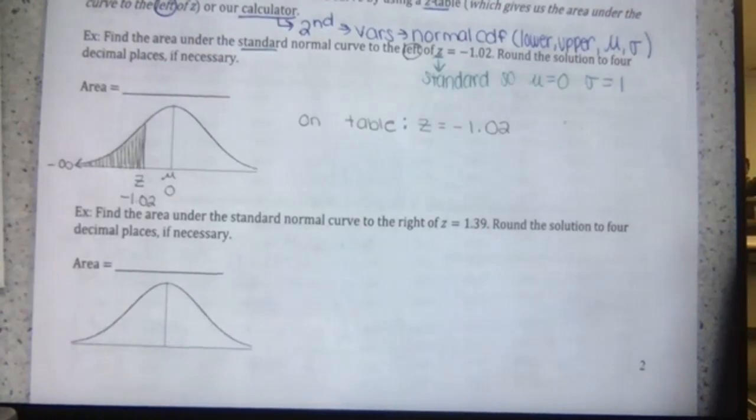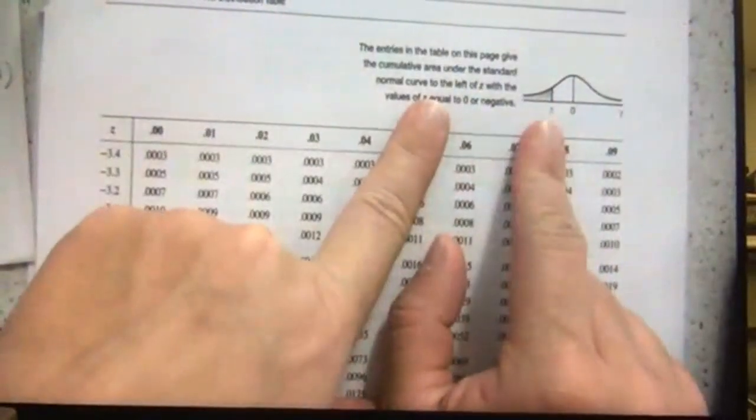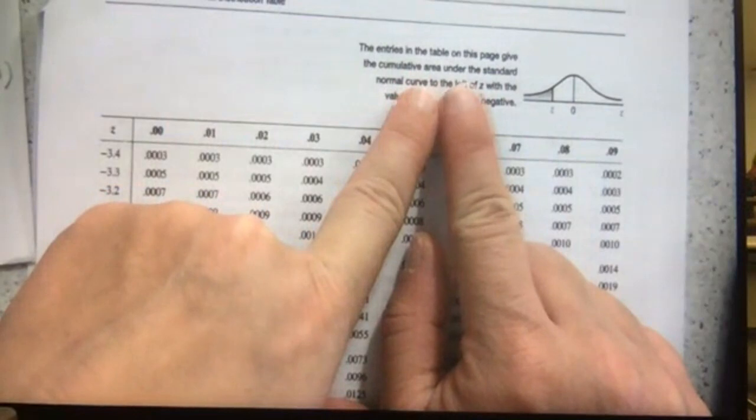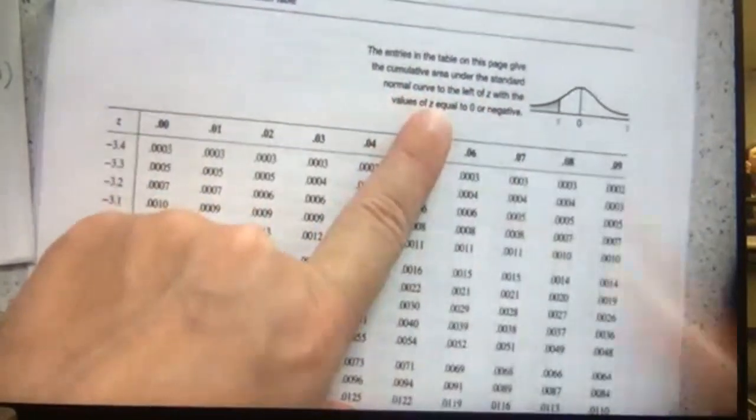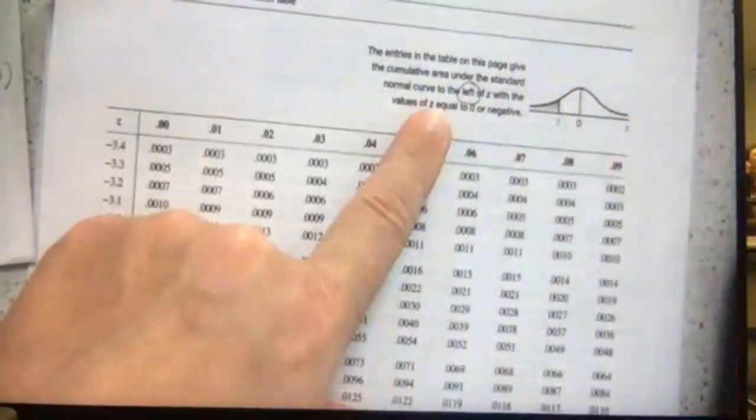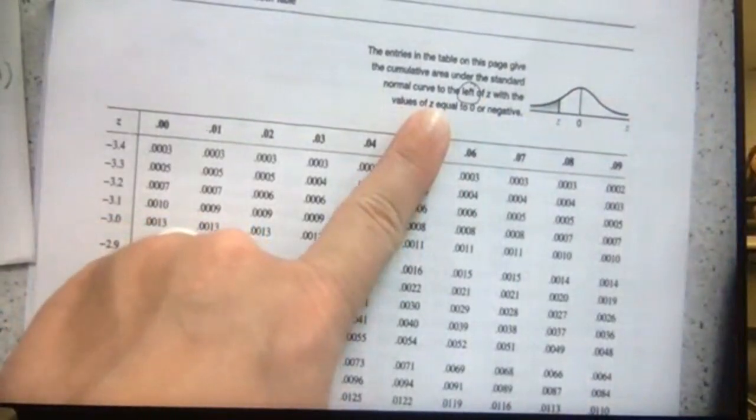All right, so going to our Z table. Notice on the front side is our negatives. There are negatives on one side and positives on the other. So go to the negative side. Notice up here it shows you a picture. This picture is really helpful. It says the entries in this table give the cumulative area under the standard normal curve to the left. So it only gives us the areas to the left, which this problem asked for. So it gives us our answer.